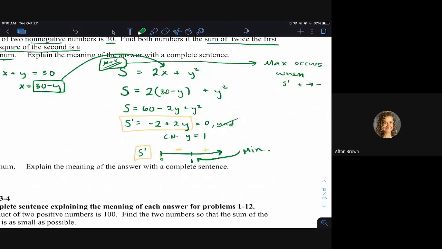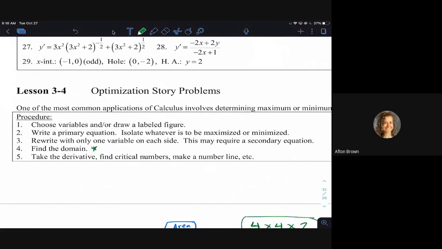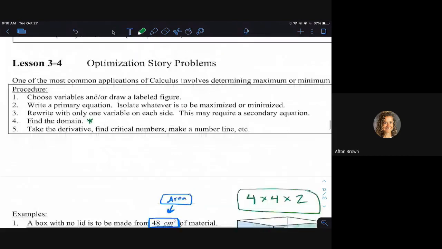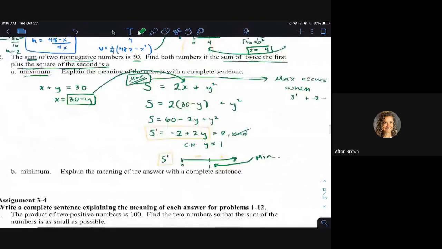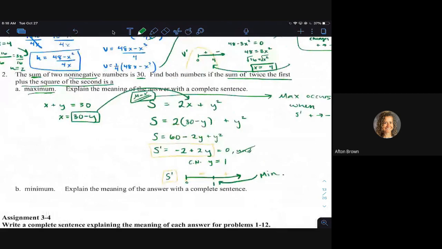If that happens, then the max would have occurred at one of the endpoints. So this is where we have to consider the domain. The domain is just logically thinking through this question. If two numbers have to add to 30, what's the smallest the number can be and what is the biggest the number can be? Let's talk about it in terms of y, since I wrote this in terms of y. They're both the same, so it doesn't really matter. What's the smallest one of the two numbers can be? 0, because they said non-negative. So this endpoint is clearly 0.